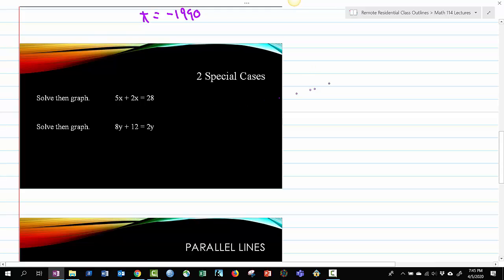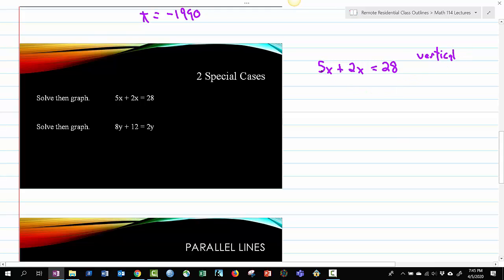So first, here's this one, 5x plus 2x equals 28. The first thing I want you to notice here is there's only one variable. These are both x's. There's no y in this. So anytime you have an equation that only has x in it, it's a vertical line.